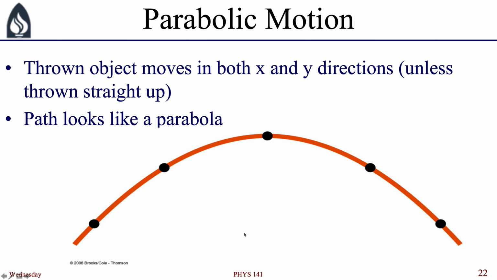So parabolic motion occurs whenever you have a thrown object that moves in both the x and y directions. So far when we were looking at free fall, we were only considering a very special case where a thrown object moved straight up and then straight back down again. But more generally, a thrown object can move in both x and y, and the path looks like a parabola.